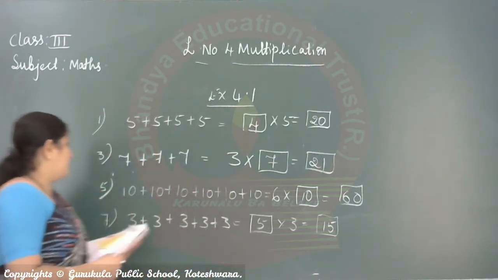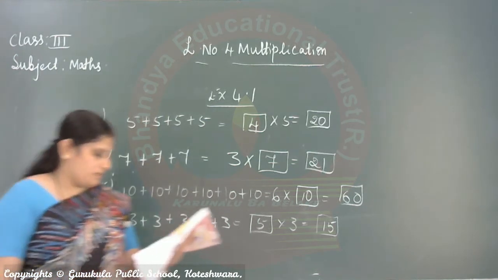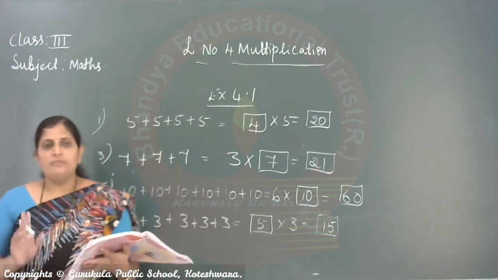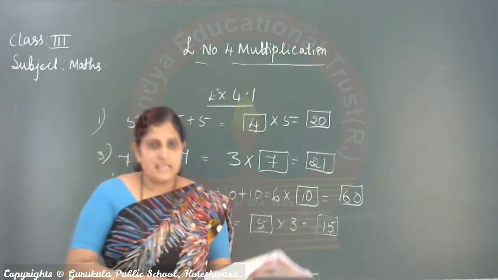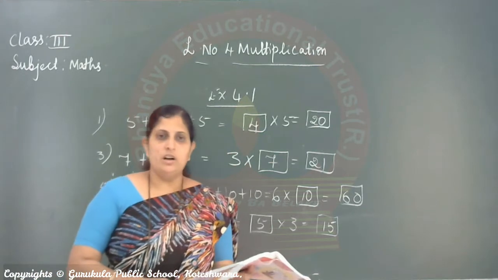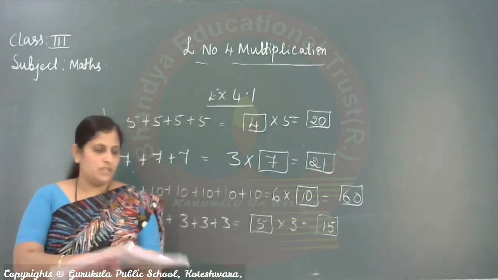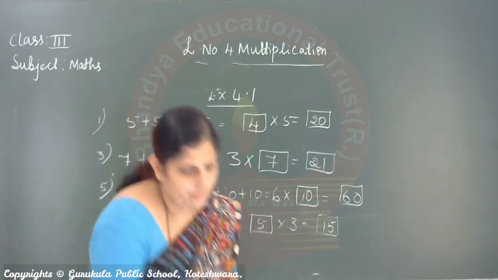I have done 4 problems here. The remaining problems, all of you must complete in your textbook, from exercise 4.1. Okay? Is it clear? Yes. Now we can go through the next one, that is multiplication on number line.